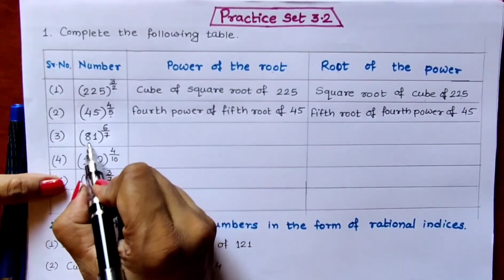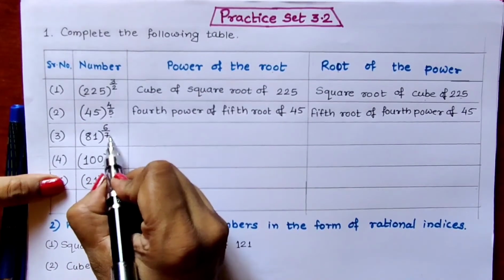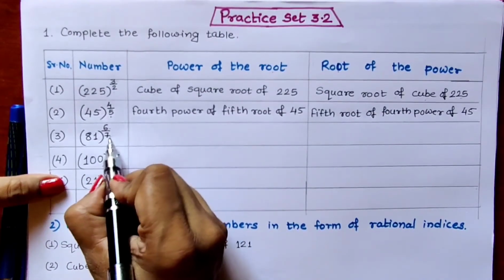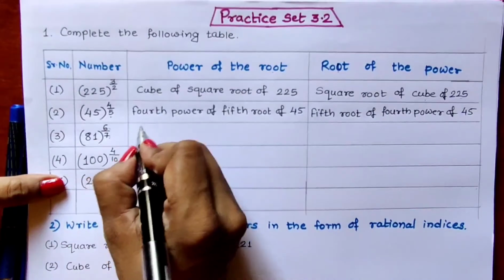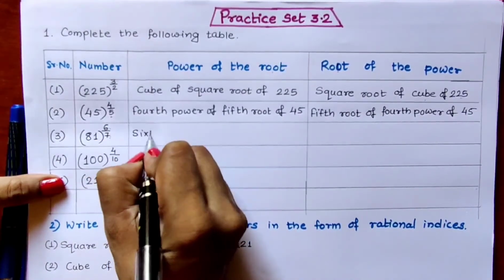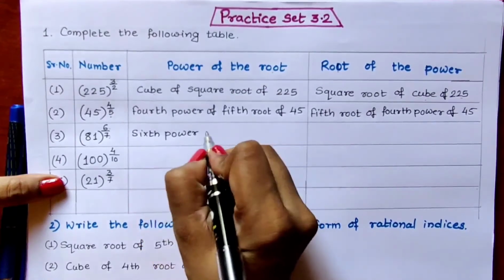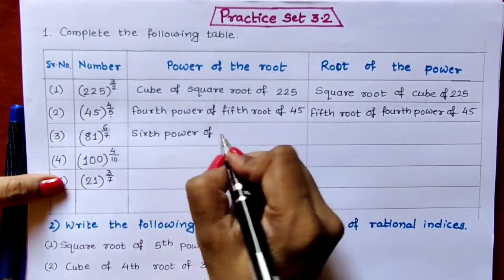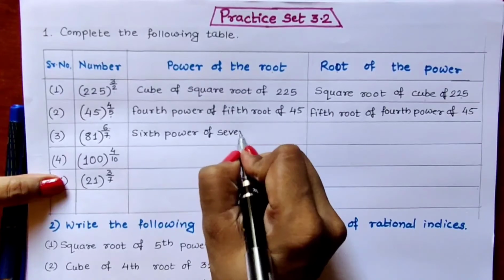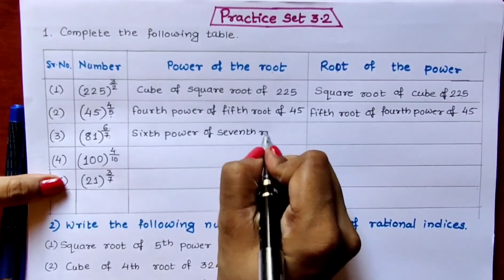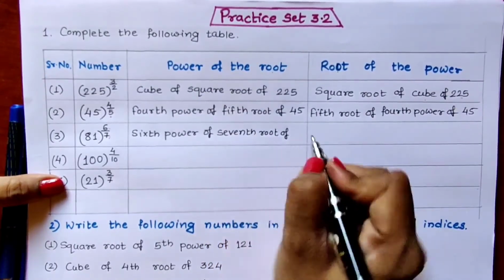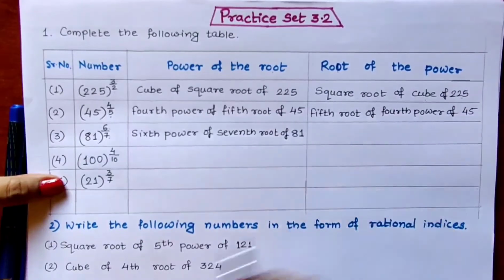Next number is 81 raised to 6 upon 7. Now 6 is the power and 7 is the root. So we have to write the sixth power of the root, which is 7. So the 7th root of 81. 81 is our base.